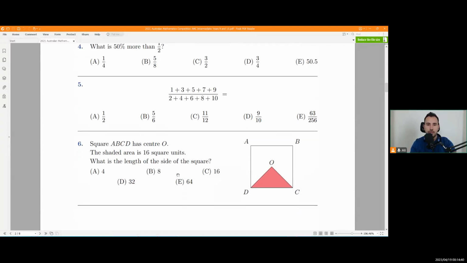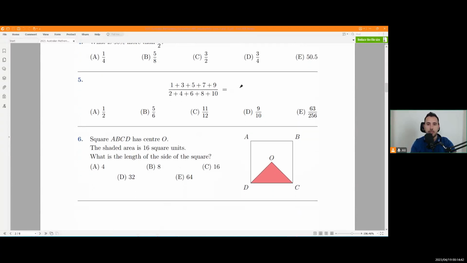Question 5. Not a lot of numbers, so I'm just going to add them. 16, 21, 24, 25. These two make 10. These two make 10, 20, 30. 5 over 6.